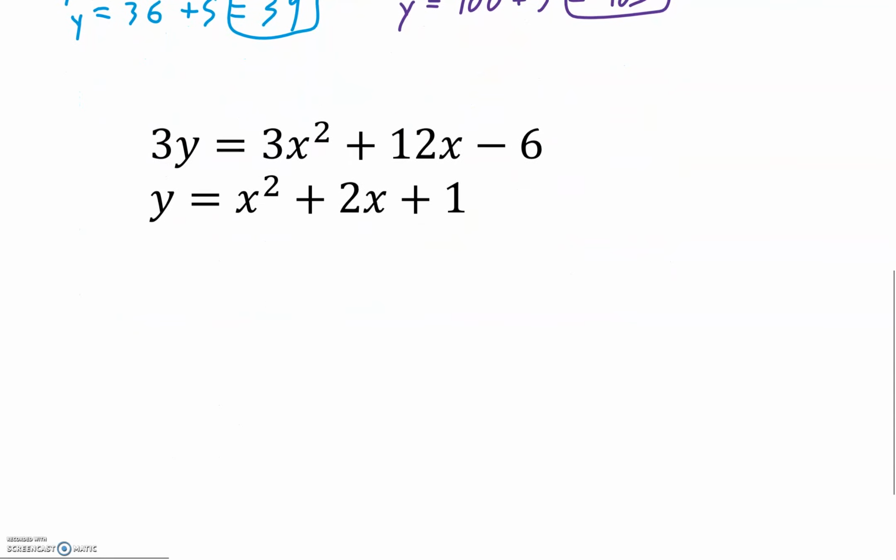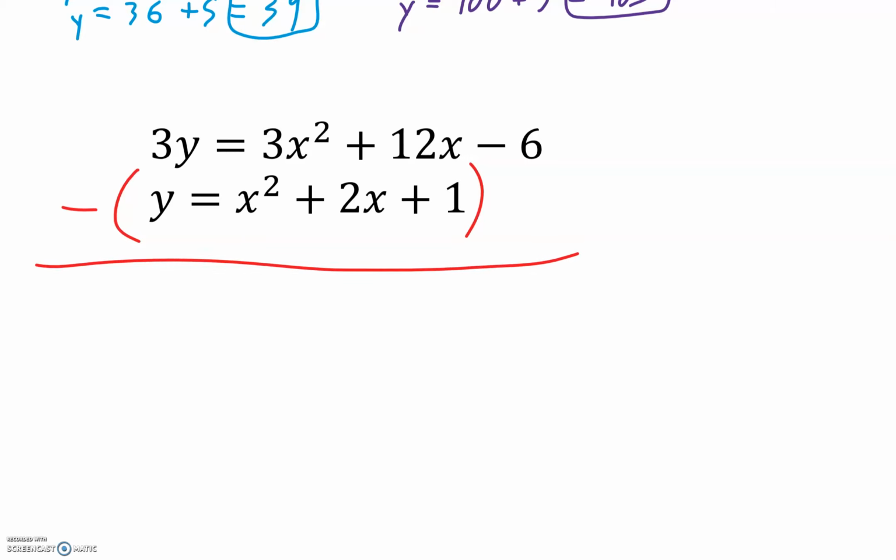Okay, here we have another system of equations. I do want to point out that if we subtract it as we did the last one, it's not really going to work out because we're still going to have a y value, 2y, and we're still going to have some x values. So we're still going to have an equation that's not really helpful for us. So what we have to do is subtract 3 times the bottom one.